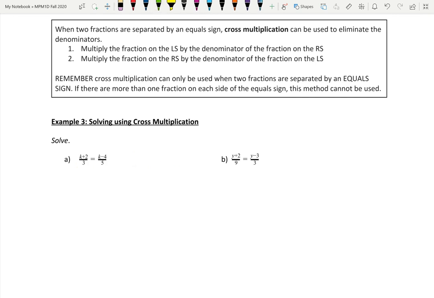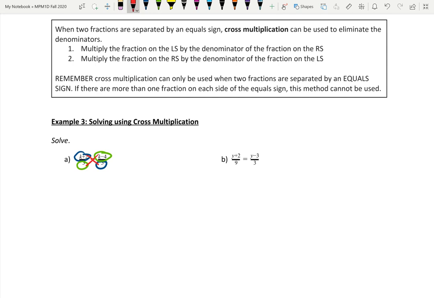Or what you can do, because these two fractions are separated by an equal sign, and there's no other terms on either side, it's just two terms separated by an equal sign, and they are both fractions, is apply cross multiplication. That means you multiply this denominator by the numerator on the other side of the equal sign, and then this denominator by the numerator on the other side. So again, k plus 2 will be multiplied by 5, and k minus 4 will be multiplied by 3. We call this cross multiplication because it makes a cross or an X.